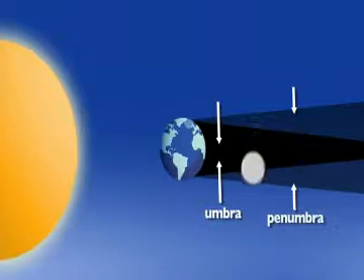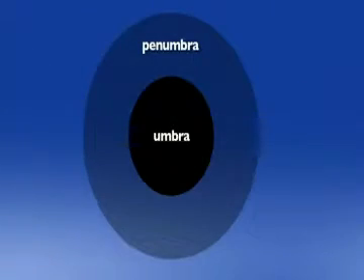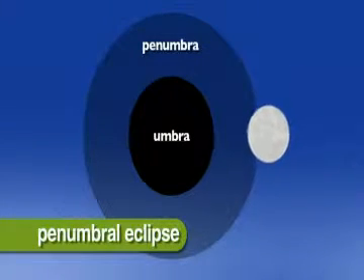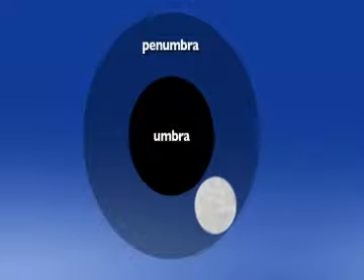The kind of lunar eclipse is determined by what part of Earth's shadow the moon passes through. During a penumbral eclipse, the moon passes through the penumbra of the Earth, only dimming the light of the moon.